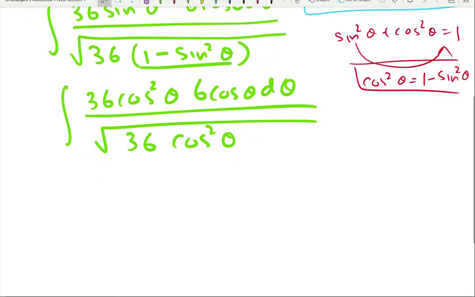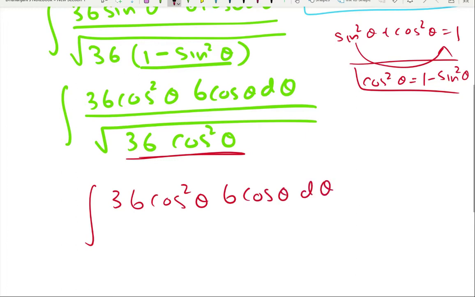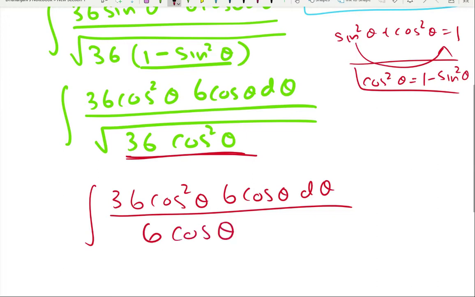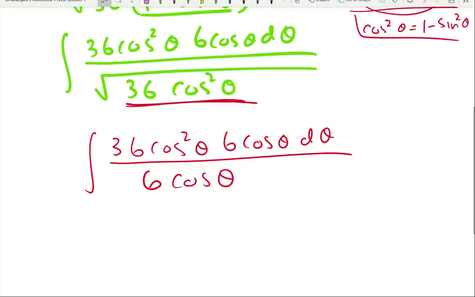Perfect. Now we can finally take the square root because you have no addition, no subtraction, just a multiplication inside the square root. So 36 cosine squared theta, 6 cosine theta d theta. The square root of 36 is 6, the square root of cosine squared theta is cosine theta. Now, I could have multiplied 36 and 6 and written it here, but I didn't do that because now you need to simplify your integral as much as possible. See, they cancel out.